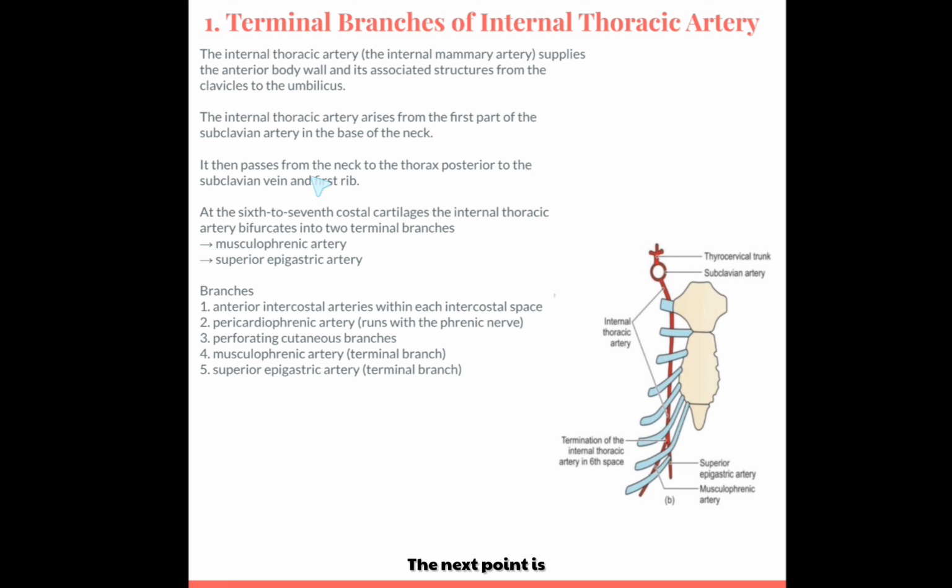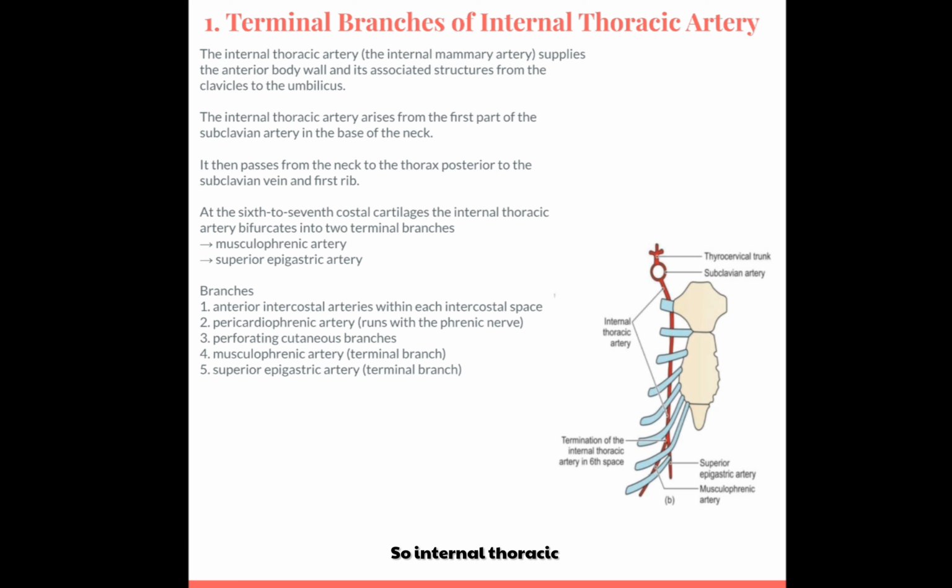The next point is that the internal thoracic artery arises from the first part of subclavian artery in the base of neck. So we all know that internal thoracic artery is a branch of subclavian artery, and it arises from the first part of subclavian artery. Now moving on to the next point, it then passes from the neck to the thorax, posterior to the subclavian vein and first rib. So here they have given the course of the internal thoracic artery. Then the question they have asked here is the terminal branches of internal thoracic artery.